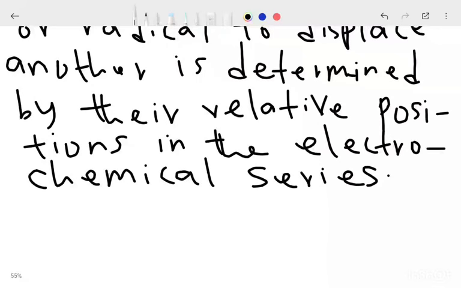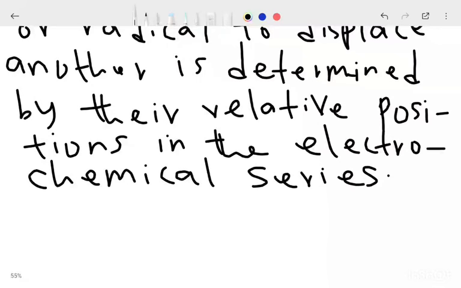Now, the electrochemical series, you will learn it under hydrogen and its compounds. When we get to that topic, you will know how the electrochemical series is. It's just a form of hierarchy, where we have elements that can displace hydrogen from cold water and the rest.